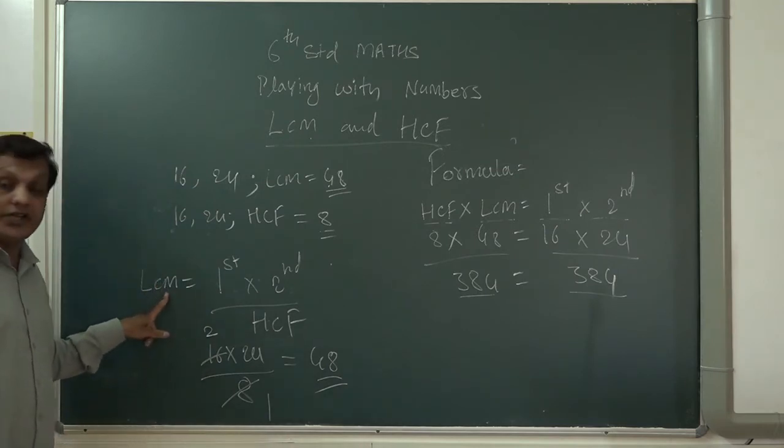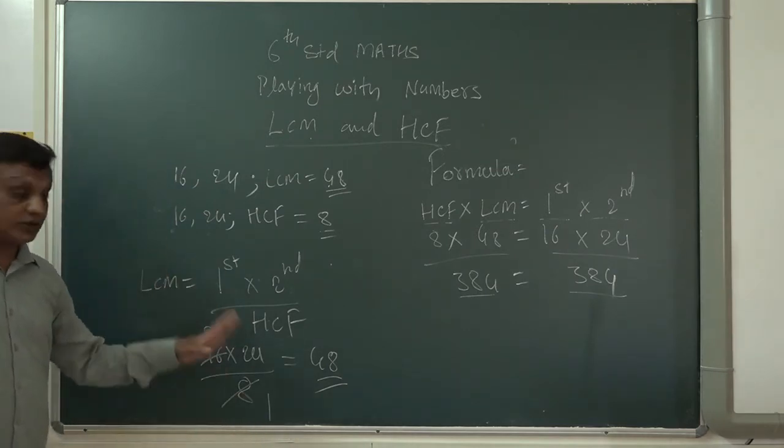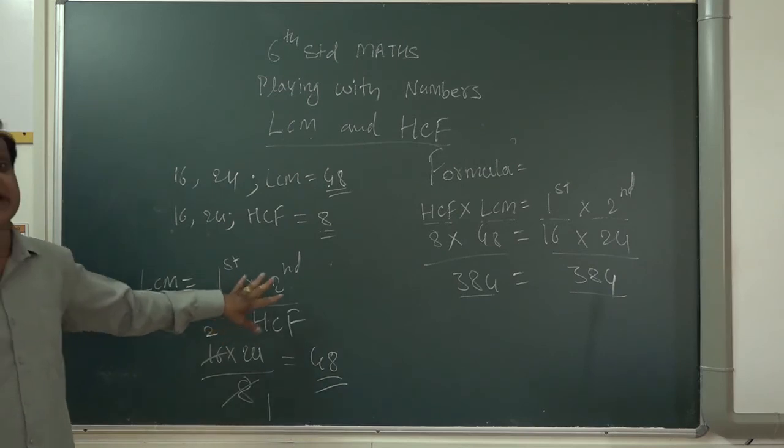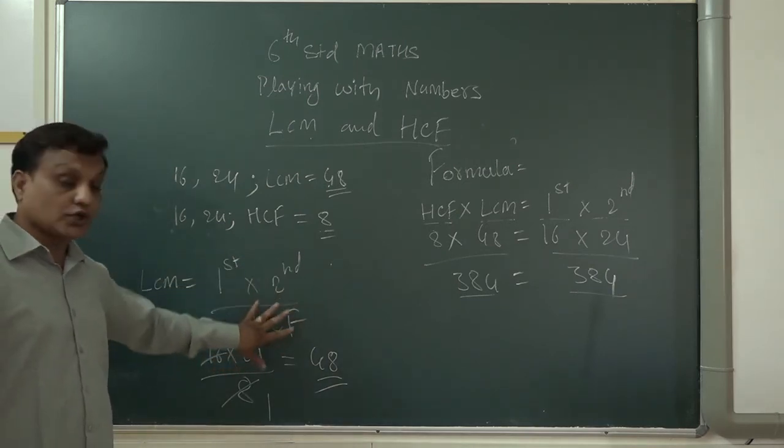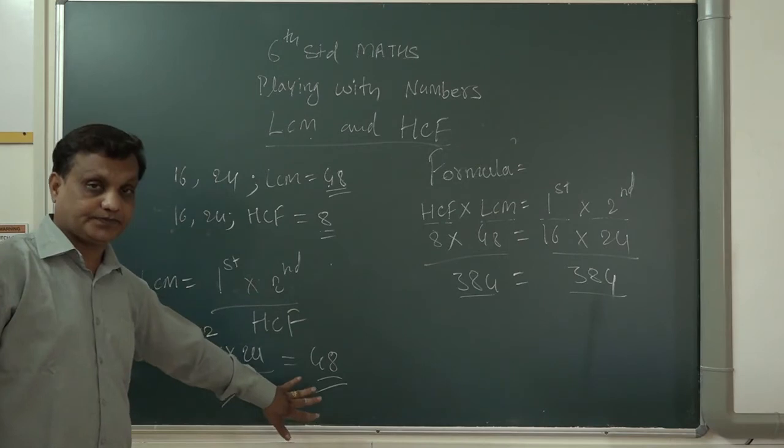So when the LCM is not given, they will give the remaining 3. So this remaining 3 is given. So first number multiplied by second number divided by HCF. When you solve this problem, you will get the LCM.